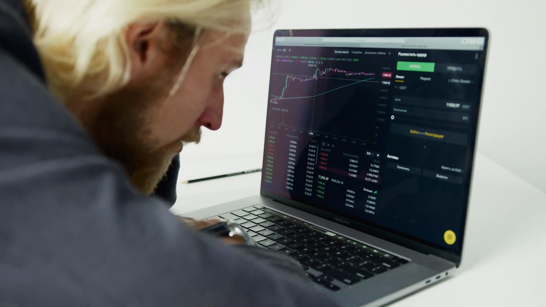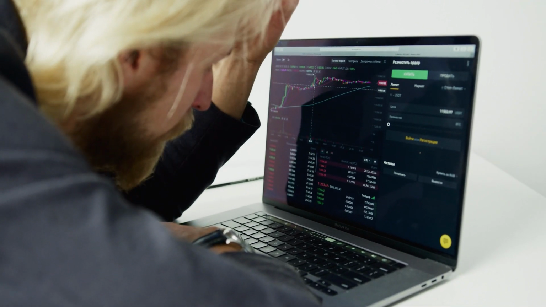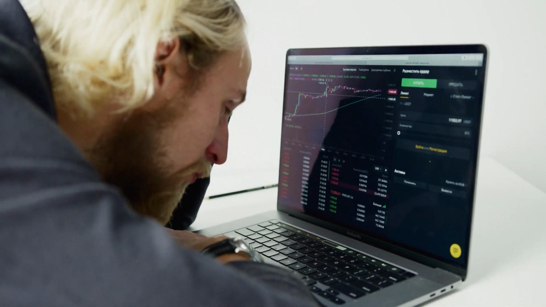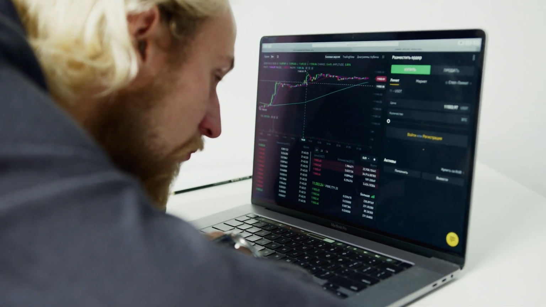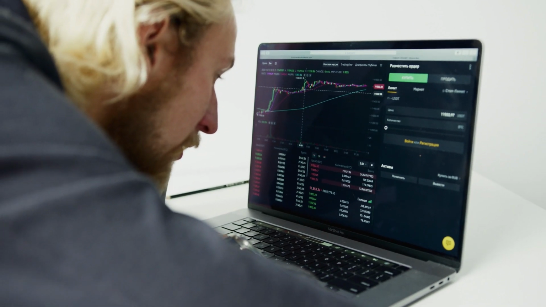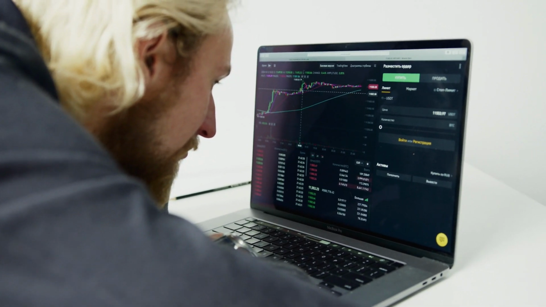Online trading is a popular way to invest in stocks, currencies, commodities, and other financial instruments. It's a great way to diversify your portfolio and potentially earn a good return on your investment. However, if you're new to online trading, it can be overwhelming to get started. Here's a beginner's guide on how to get started with online trading.